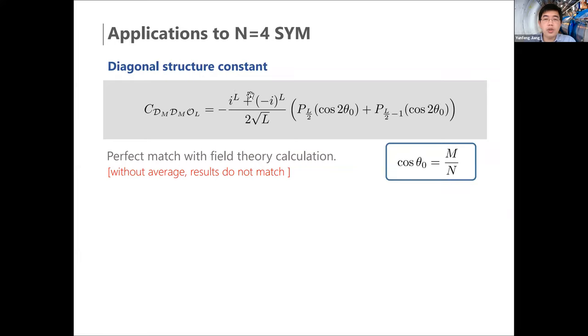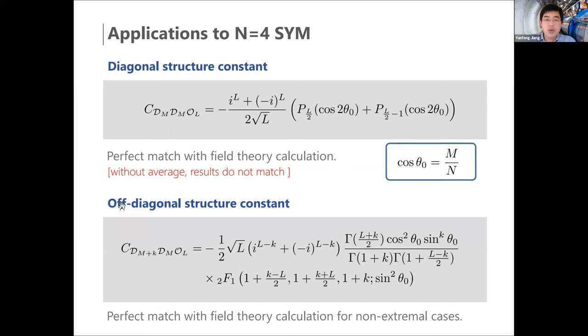So for the diagonal structure constant, our result is given by this, where P is the Legendre polynomial. And this cosine theta zero is related to the size of the giant graviton, where this is a ratio of M divided by N. So we find this rather non-trivial result. And then we can compare with the field theory result, which is also computed in our paper. And we found a very non-trivial perfect match between the strong and weak coupling computation. And we mention that if we don't do this average, the result does not match.